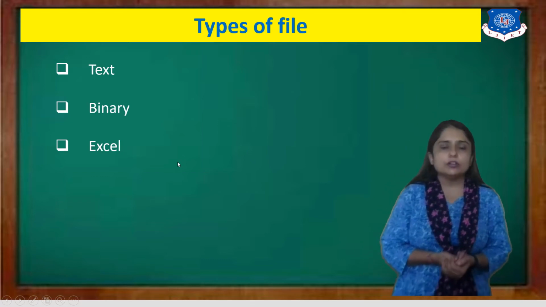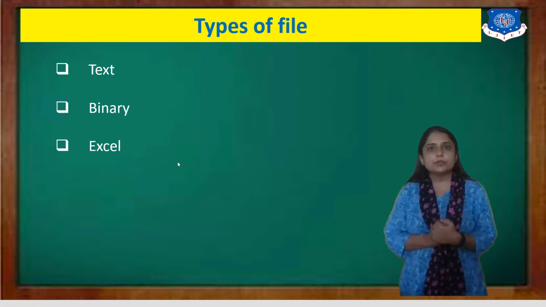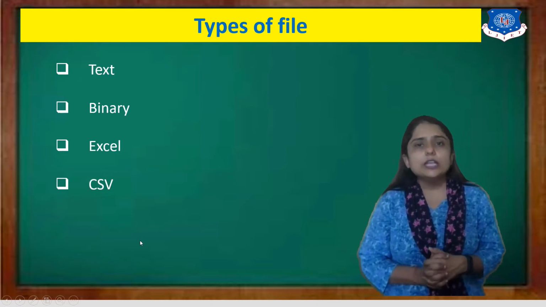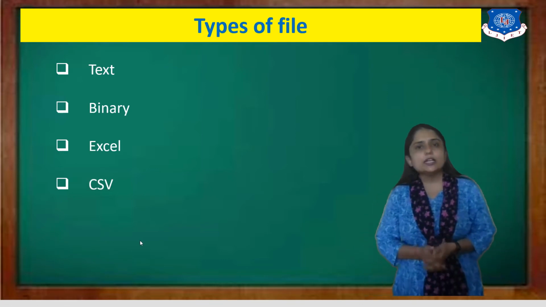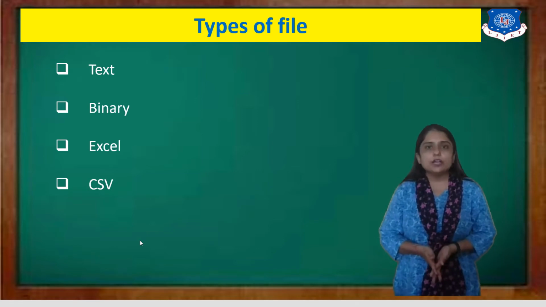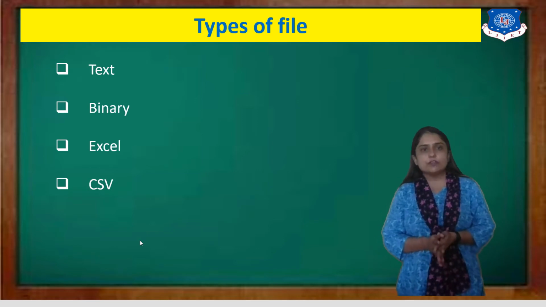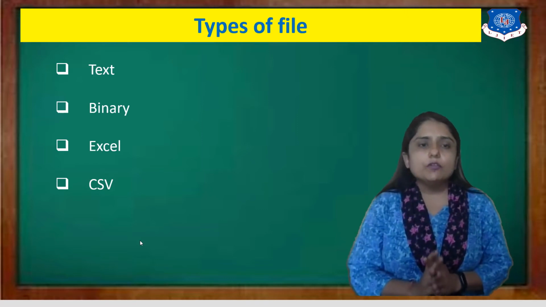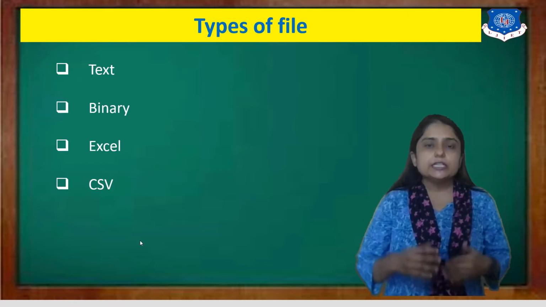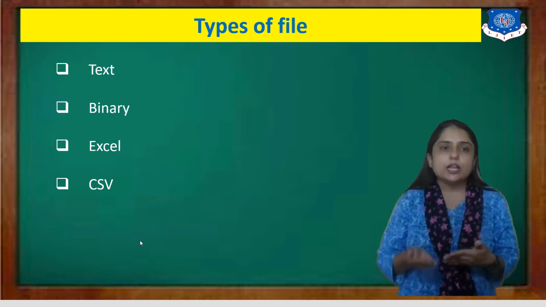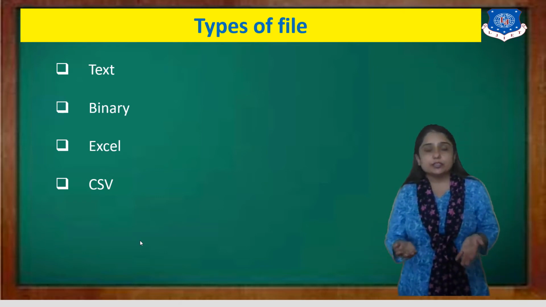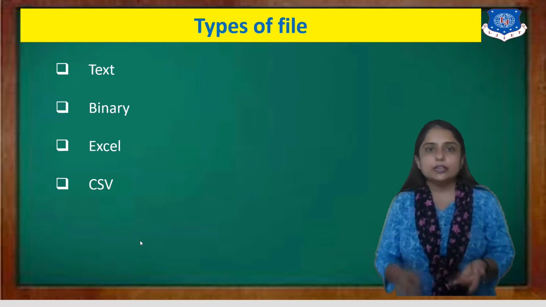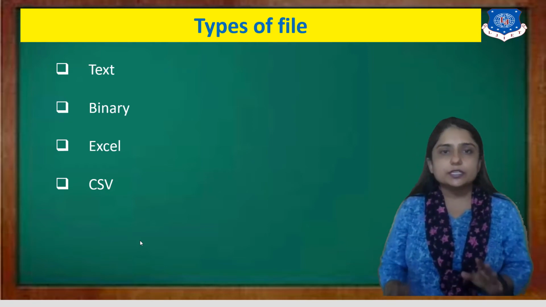The next one is Excel, that means how we can work with Excel in Python. And the last one is the CSV file. Excel and CSV files are very similar, with only one difference: in a CSV file, all the data is separated by commas. Now we will see one by one practically how we can open a text file, how we can write something in a text file, and how we can append some data to a text file. All this we will discuss in detail.